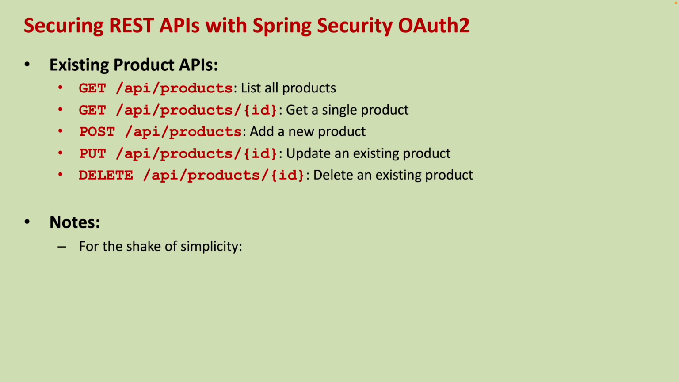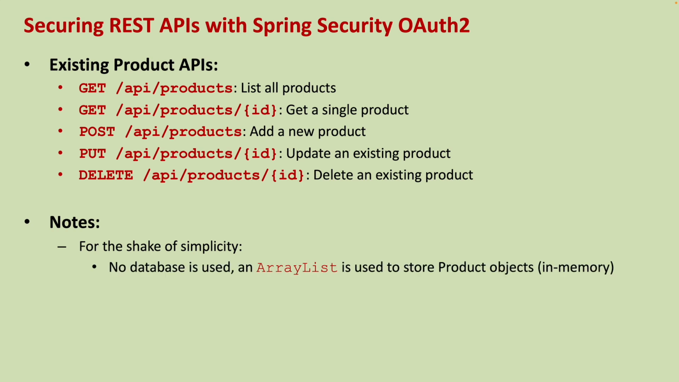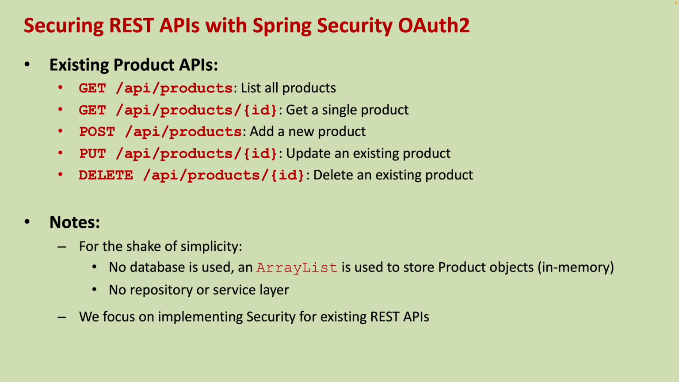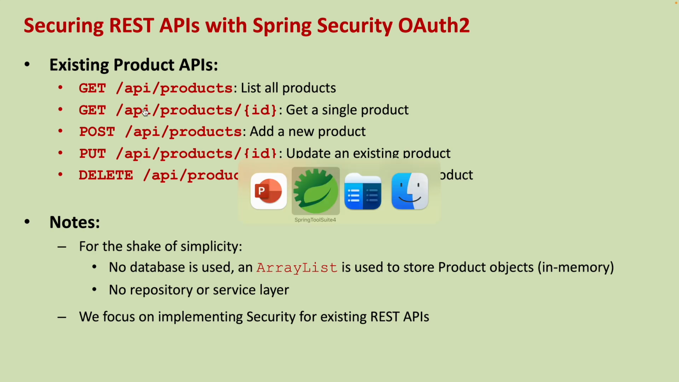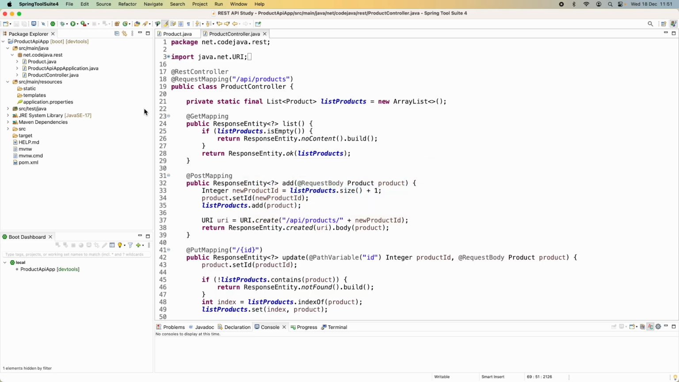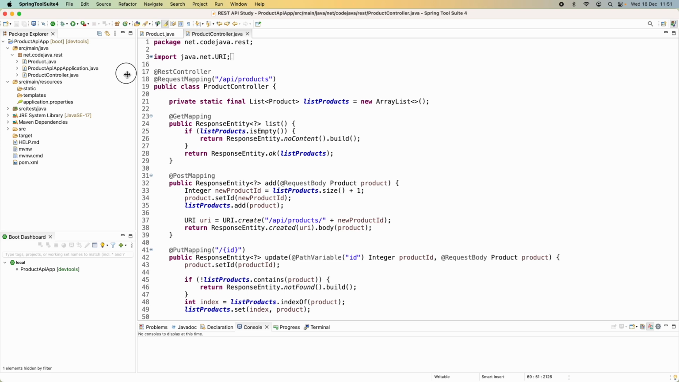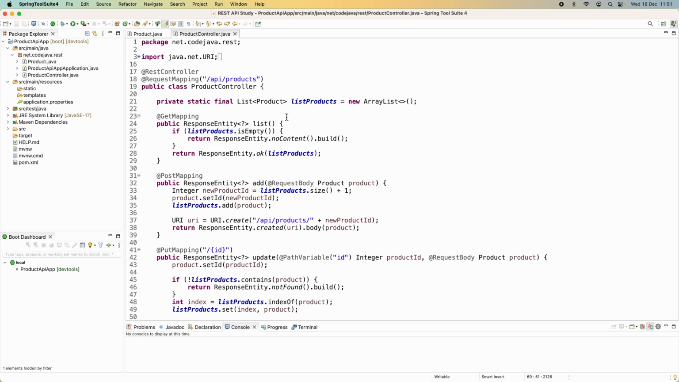Note that for the sake of simplicity, in the sample project, I don't use any database. Instead, an array list is used to store product objects in memory. So you don't see a repository or service layer code, as we focus on implementing security for existing REST APIs. Now let me show you the existing code in a Java Spring project in Spring Tools IDE.